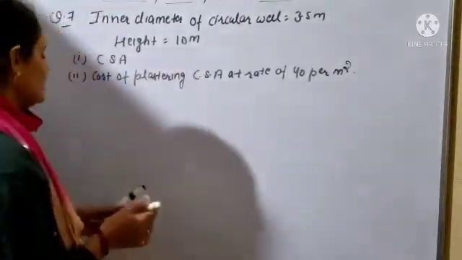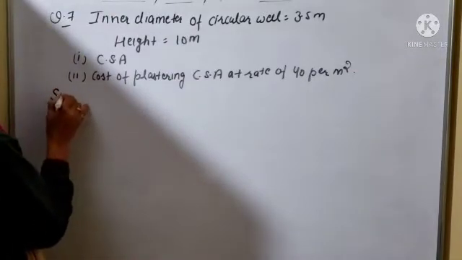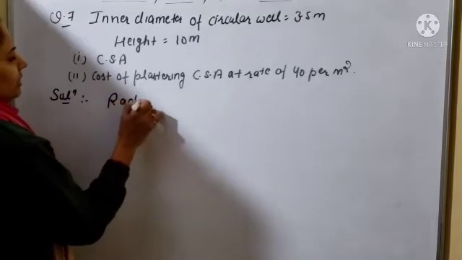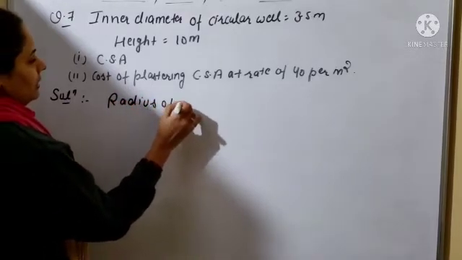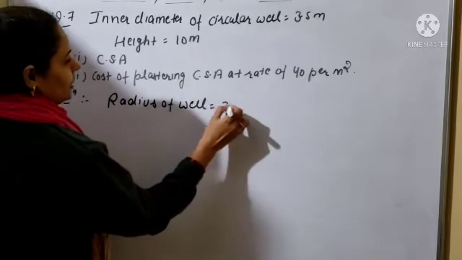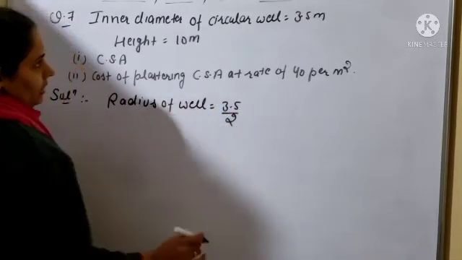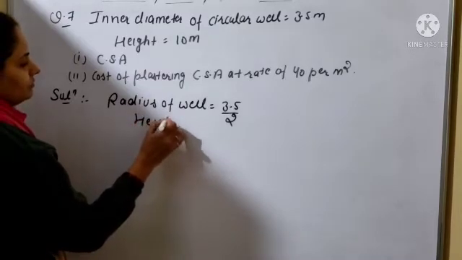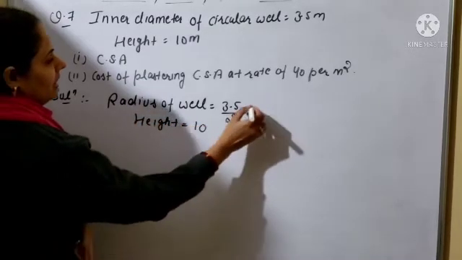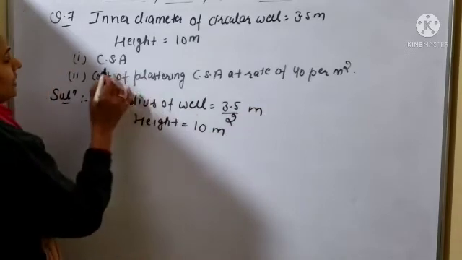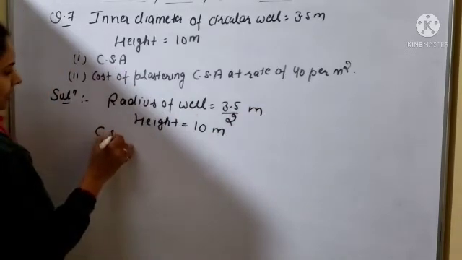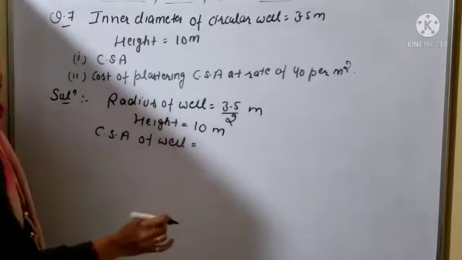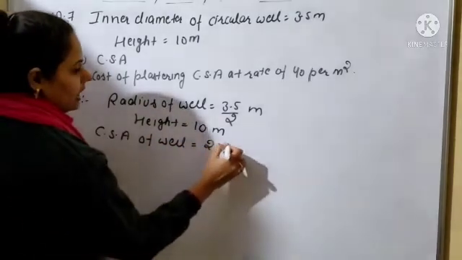Okay, and diameter is given. So first of all, in the solution, what will you do, beta? First, you will find out the radius. So inner radius of the well will be 3.5 upon 2, because this is the diameter, and height is 10 meter. So first, the curved surface area. The curved surface area of the well, meaning the cylinder, will be 2 pi r h.